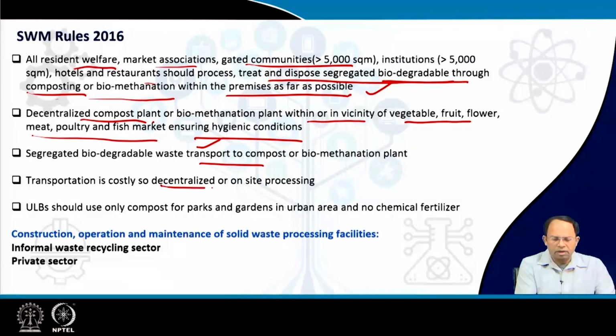So definitely if I go for decentralized or on-site processing of biodegradable waste to make it compost, obviously we will save on the transportation cost. Why? Because after composting, the volume of the organic waste reduces a significant amount. It reaches around 15 to 20% of the actual volume of the waste. And of course, you will require smaller vehicles to transport it, and it is transported directly for marketing to the distributors and so on. So in that case it should be taken out of the ULB's jurisdiction.